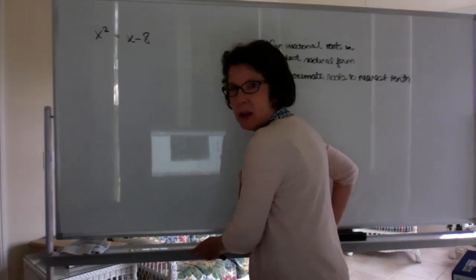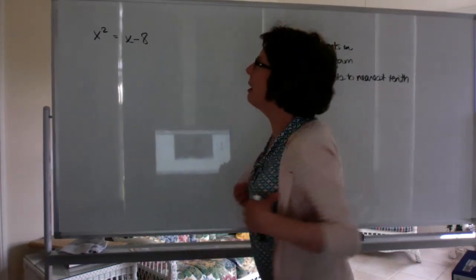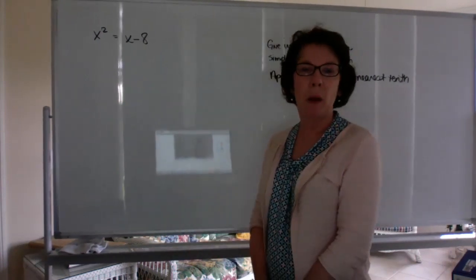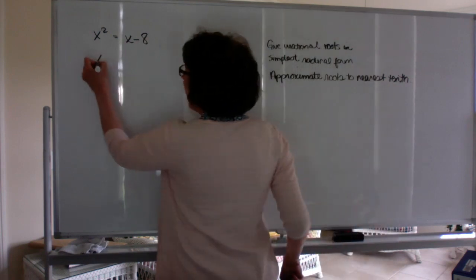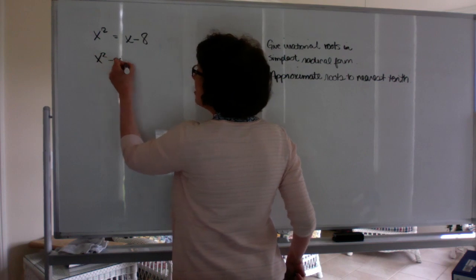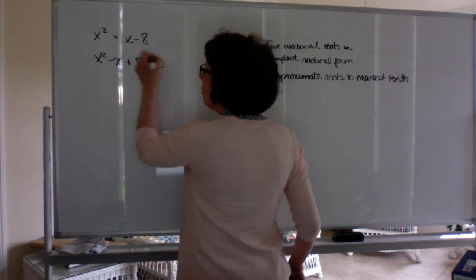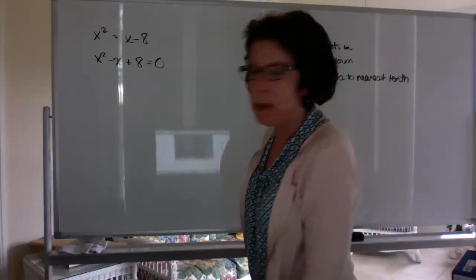Okay, here we are. We have x squared equals x minus 8. All right, problem, not in standard form. Let's put it in standard form first. We've got x squared minus x plus 8 equals 0. Now let's identify our a, b, and c.